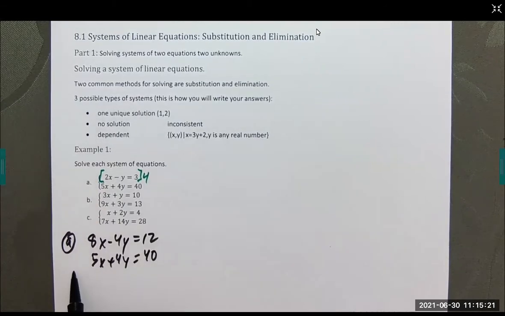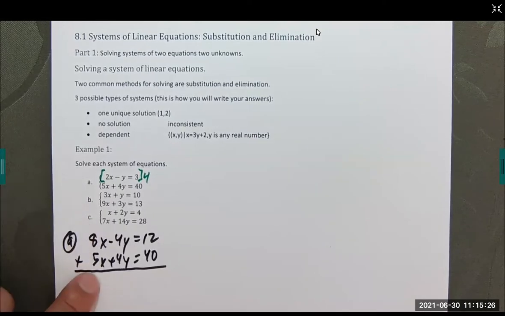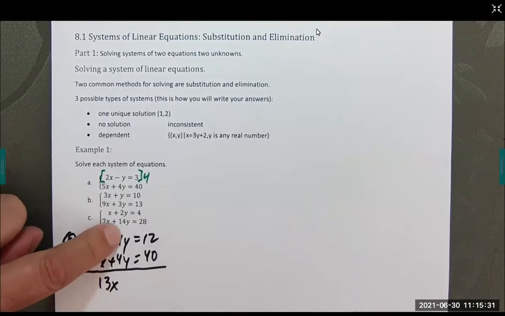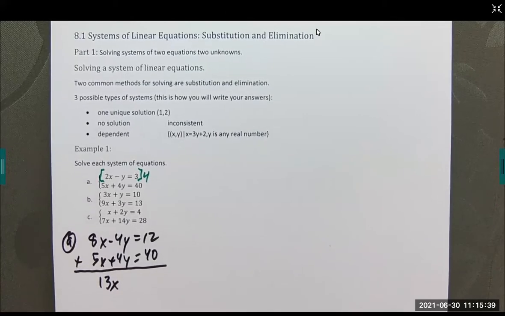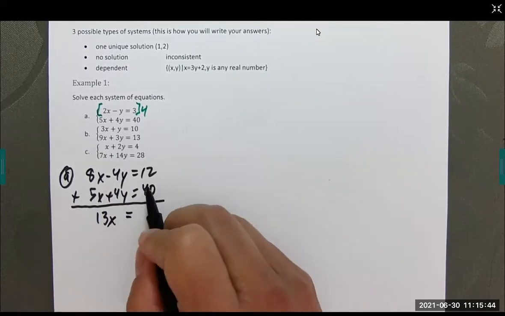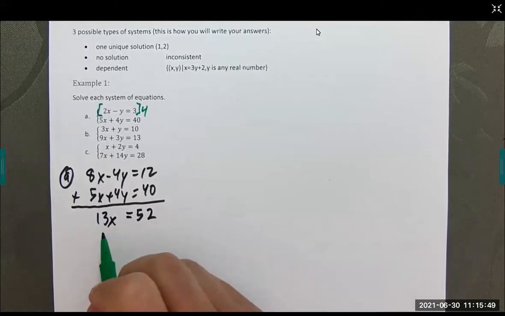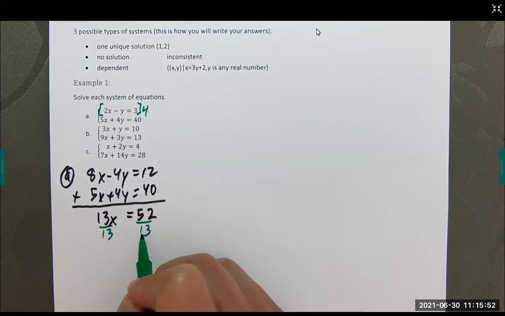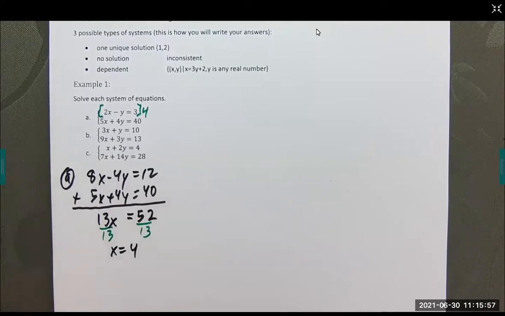And very nicely, when I add these two equations together, 8x plus 5x is 13x. And you can see we've eliminated the y's, negative 4y plus 4y, they're gone. The elimination method is sometimes referred to as the addition method as well, depending on the textbook. And many books call them both, actually. And this becomes 52. And now when I divide by 13, x equals 4.